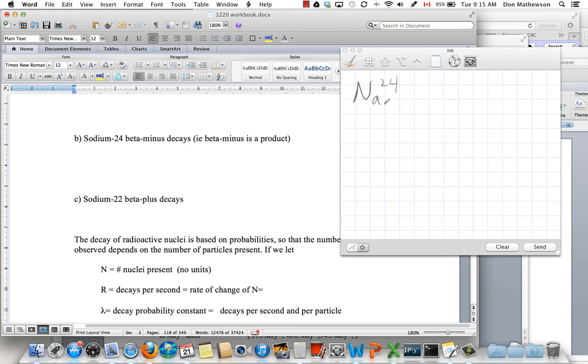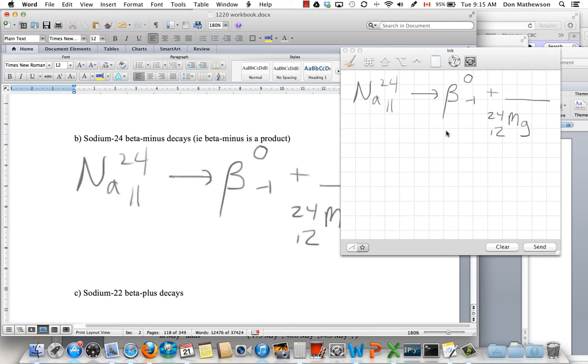So sodium 24, what does it do? It beta minus decays. So it emits a beta which has basically no mass but a charge of -1, plus something else. So what's this something else? Well, you can see it's got to have a mass of 24. And then there's 11 on this side, so there has to be 11 on this side. That's got to mean a charge number of 12. Now the atomic number of 12 is magnesium. So the sodium will decay into a magnesium nucleus.